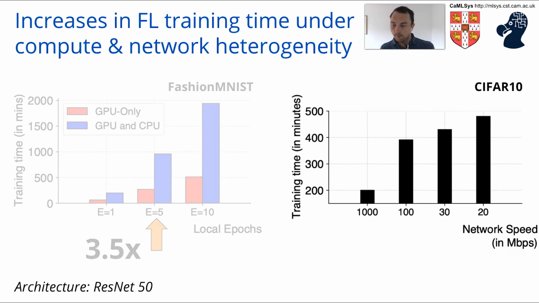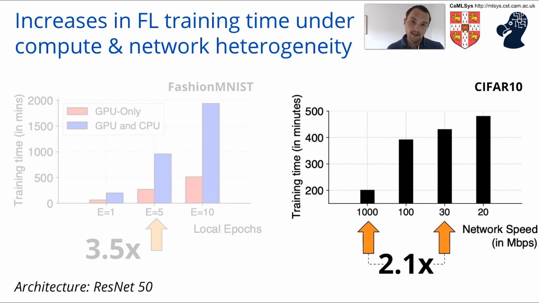Let's move from what was an example of compute heterogeneity to that of memory, to network connectivity. Here we have the exact same setup, 10 clients within a pool. Looking at training time on the y-axis, on the x-axis now we're varying the speed at which these clients are connected. I'm going to illustrate here that there's a factor of 2.1 times increase in the training time from when we have the clients connected at 1000 megabits per second versus 30 megabits per second.